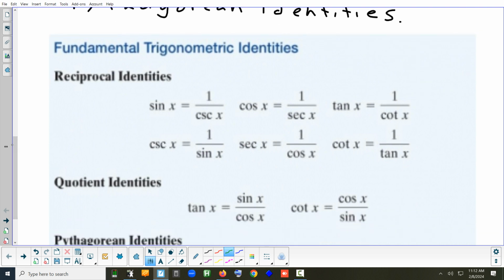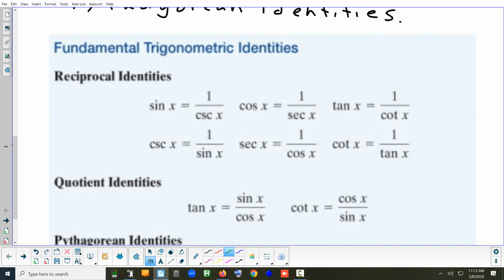The other identities that we talked about before are the quotient identities. If you take tangent, you can rewrite it as sine divided by cosine. And that should kind of connect in with the unit circle. If you remember, on the unit circle, sine was y, cosine was x, tangent was y over x. Well, y is sine, x is cosine. So tangent is sine over cosine. And the cotangent is the reciprocal, cosine over sine.